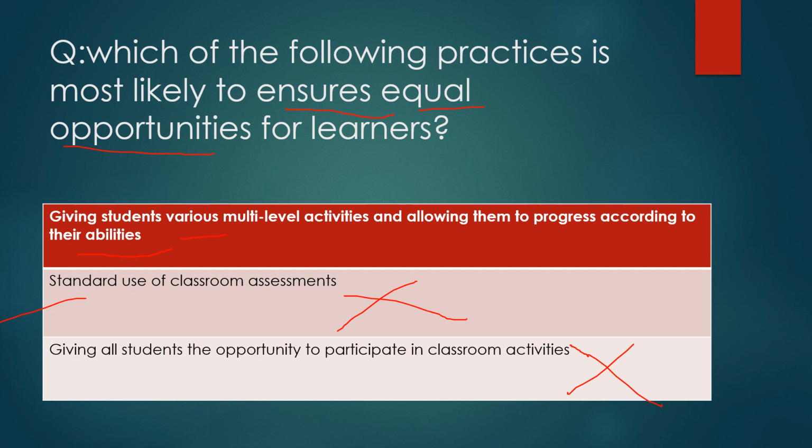So giving students various multi-level activities, because there are three levels of students in your class: below average, average, and above average. So you have to create three sorts of activities, differentiated activities. So this is your right answer, because students have various levels, and allowing them to progress according to their abilities, because a slow learner will not reach the above learner activity at once. He has to go in a sequential manner, step by step, from a simple activity to a higher level activity, then above level activity. So this is your right option.